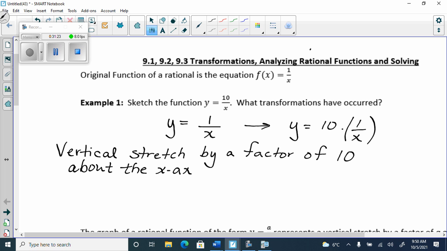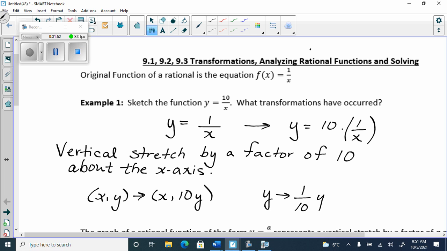What would the mapping be? If I did replacement, how would I replace that? Remember, when you replace the variable, I'm going to have to replace it in for the y. Not 10y. Y becomes 1 over 10 y, because you have to replace it into the y, then you have to multiply it over as a 10.